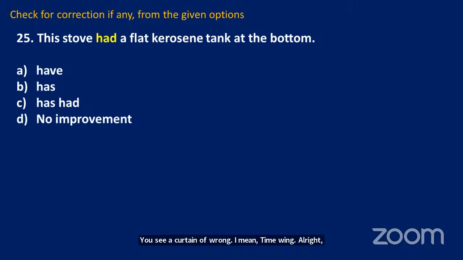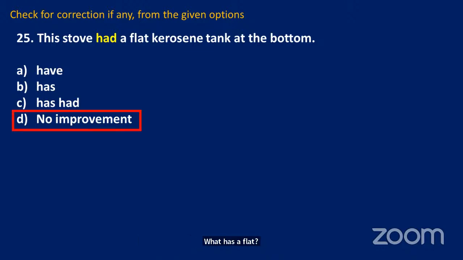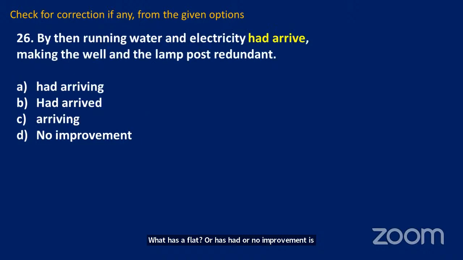This stove had a flat kerosene tank at the bottom. So is it this stove have a flat, or has a flat, or has had, or no improvement is required, and it is perfectly right. This stove had a flat kerosene. Right. See the next question.